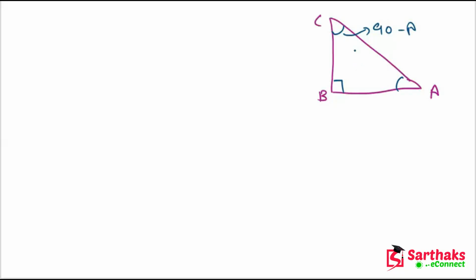Okay, understand? So as angle C is equal to 90 minus A, and A is used for convenience instead of angle A. So now we are using A instead of angle A. The side opposite to 90 minus A is AB, and the adjacent side to the angle 90 minus A is BC.